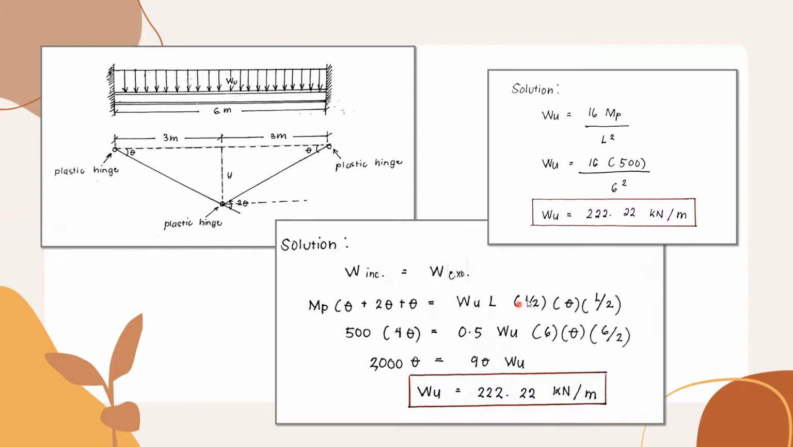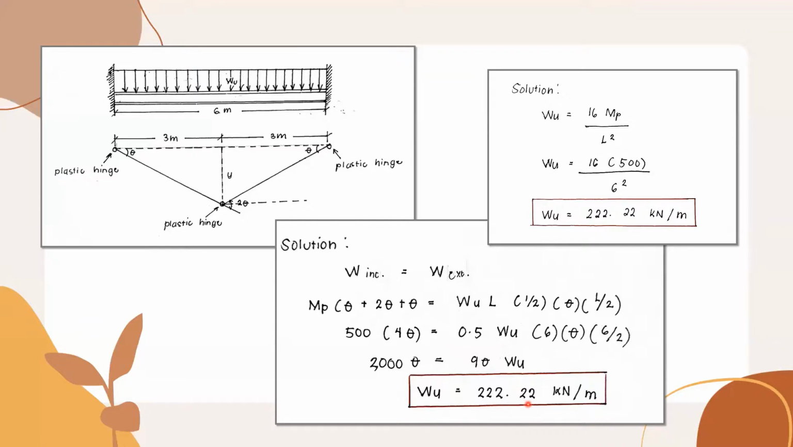So, bakit 1/2? Kasi distributed load. Substitute natin yung mga given. So, M sub P is equals to 500 times 4 theta is equals to 0.5 W sub U times the length na 6 meter. Then, theta times all over 2 na 6 over 2. So, 2,000 theta is equals to 9 theta W sub U. Solving for W sub U is equals to 222.22 kilonewton meter.